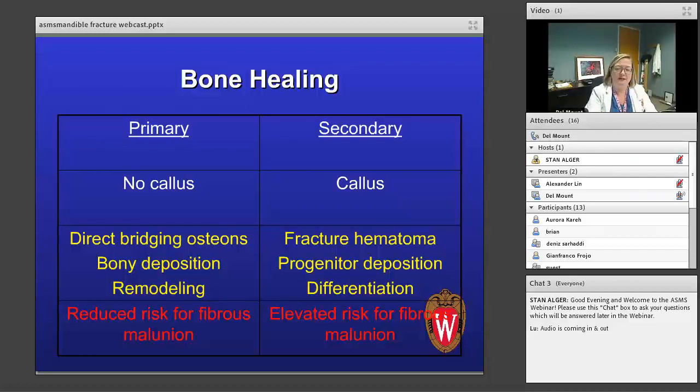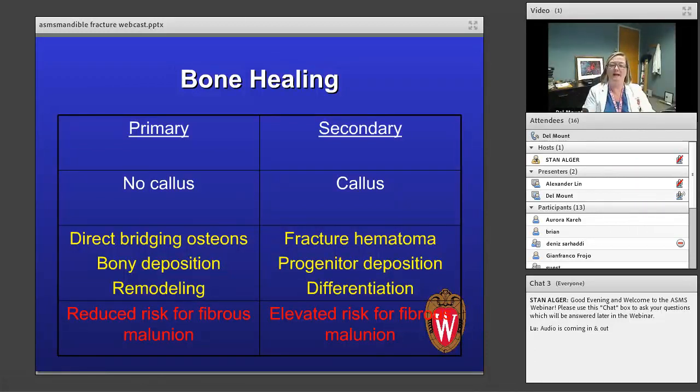Now, secondary bone healing is healing by callus. This is going to occur when perhaps the bone segments are really comminuted, where you don't have a great reduction and a little space in between that leads to a fracture hematoma.